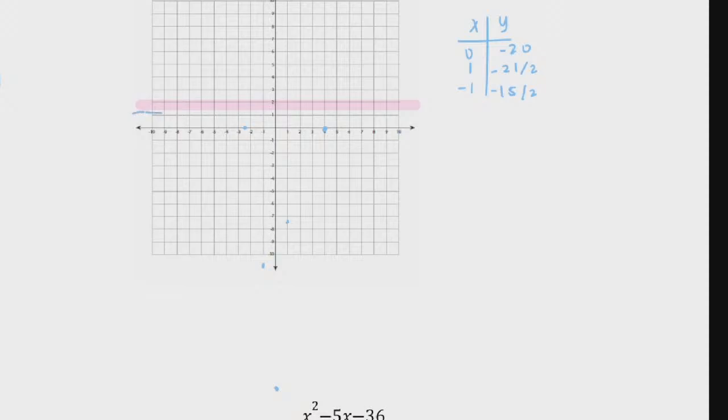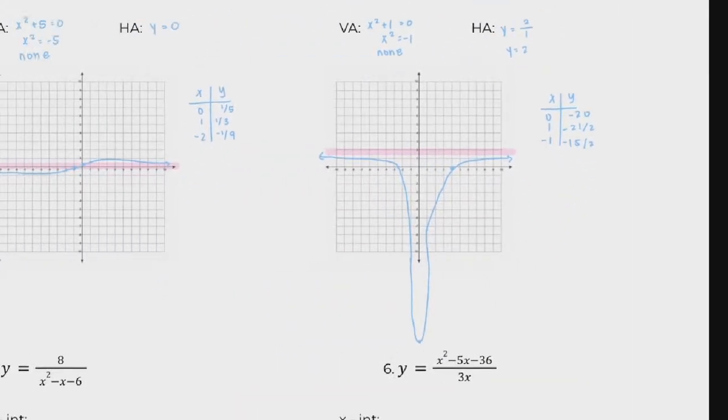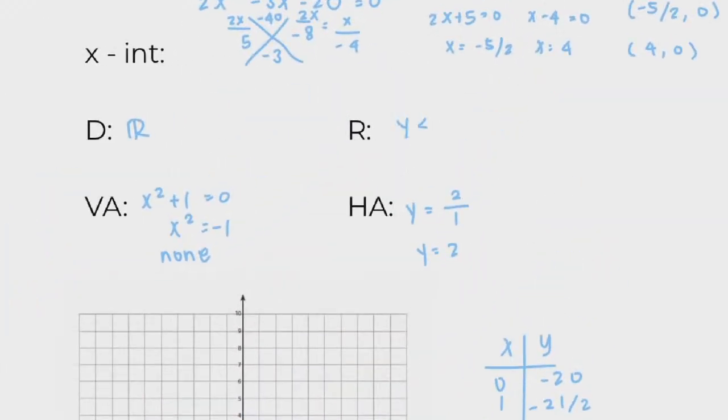So we're going to get closer and closer to the pink line on the ends. And, ooh, sorry, that was kind of ugly. And our graph will look something like this. So for the range, if we look at the graph, all of our y values were below the horizontal asymptote, so it's going to be y is less than 2.